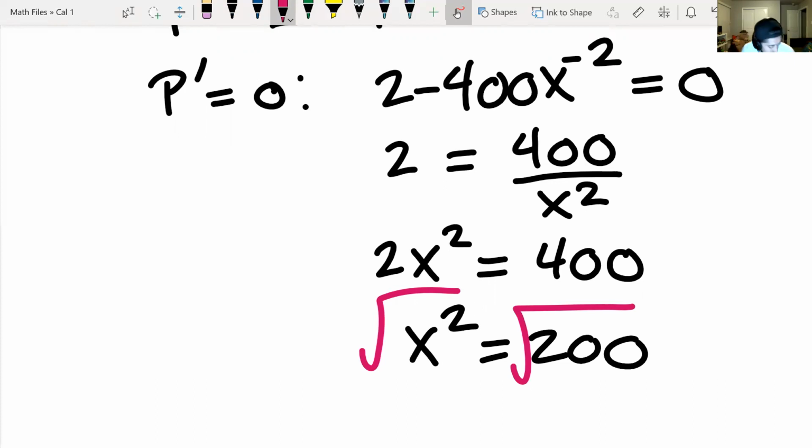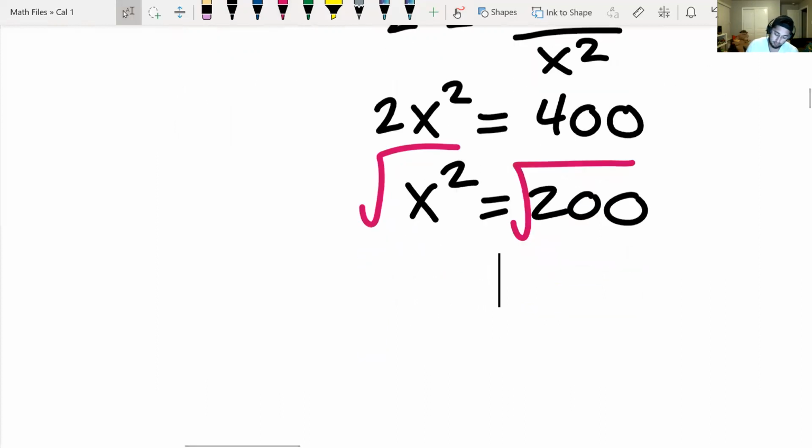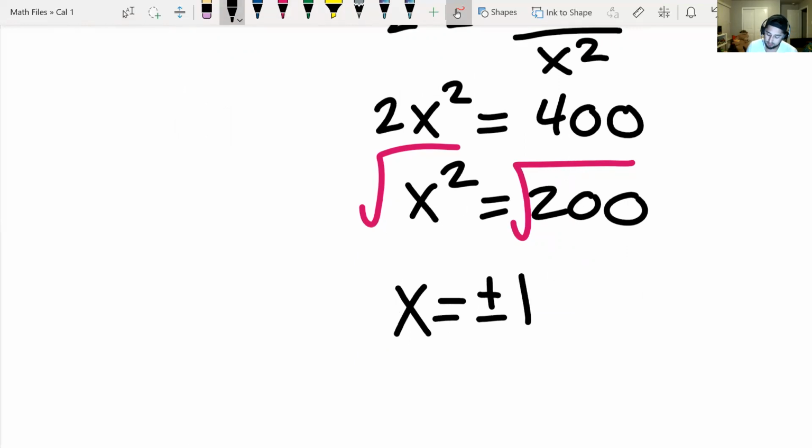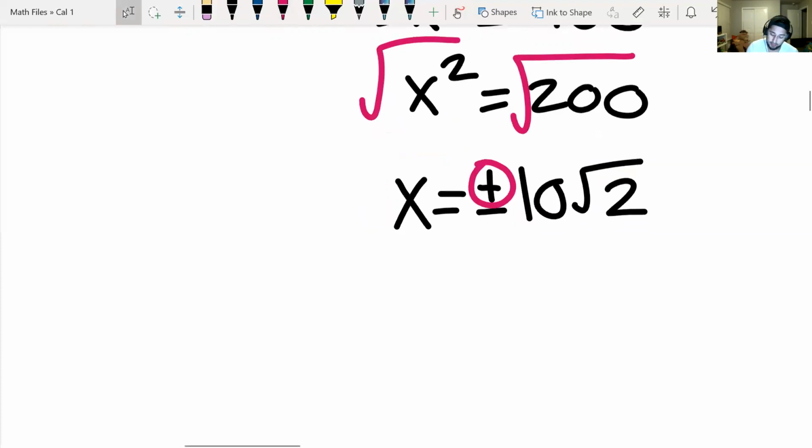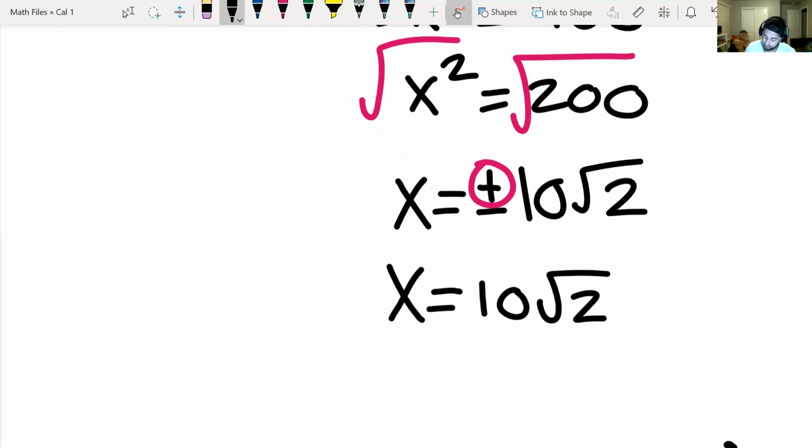Whatever that is, 10 square root of 2. So I get x equals plus or minus 10 square root 2. Okay, well, since we are talking about length here, we can only keep the positive one. So this means my answer for x is 10 square root of 2 feet.